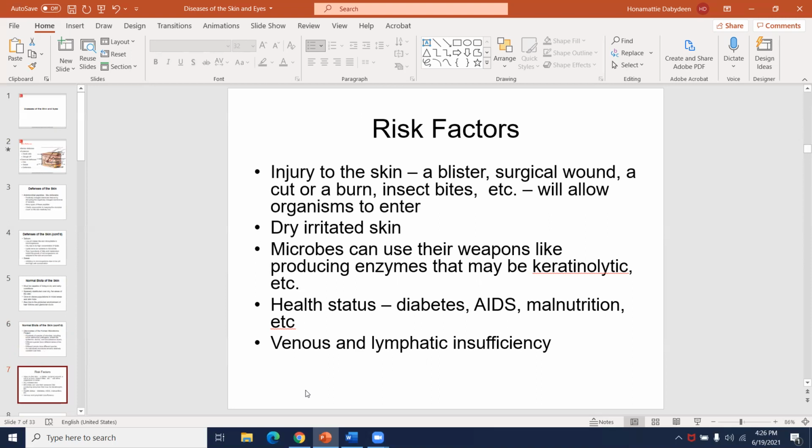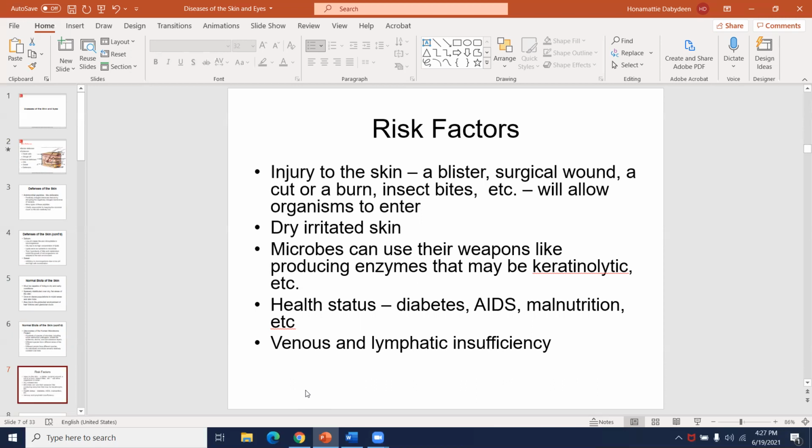Sometimes you don't have to have any of these things. Sometimes the microorganisms are coming in with their own weapons. They may produce keratinolytic enzymes to break down the keratin and enter your skin. Obviously, we always say the health status of the individual is very important. And if the health status is not up to par, organisms gain the upper hand and they will find a way to invade you.